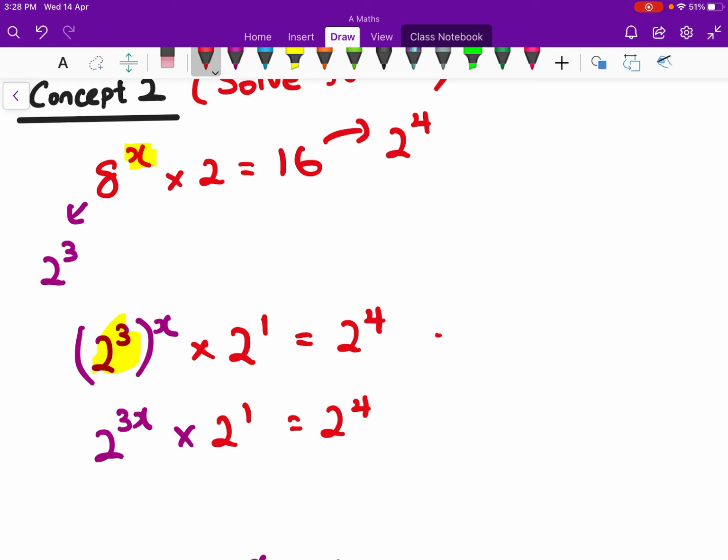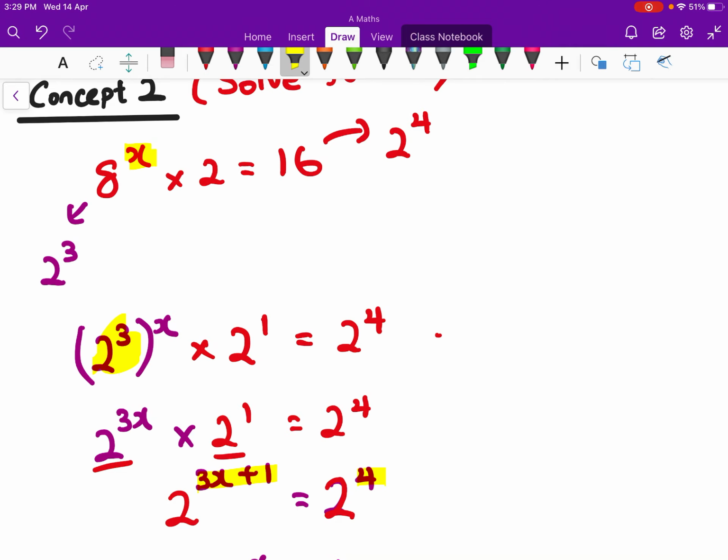Okay, so we need to manipulate further using law number 1. You can see that the base is the same, just that the index is different. So you just put 2. Since it's multiply, multiply means add. 3x plus 1 equals 2 to the power of 4. You notice that on the left and right hand side, the base is 2, so I can get rid of it already. I can say that my 3x plus 1 is equal to 4.